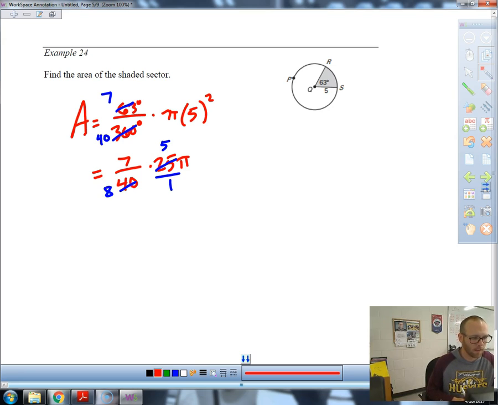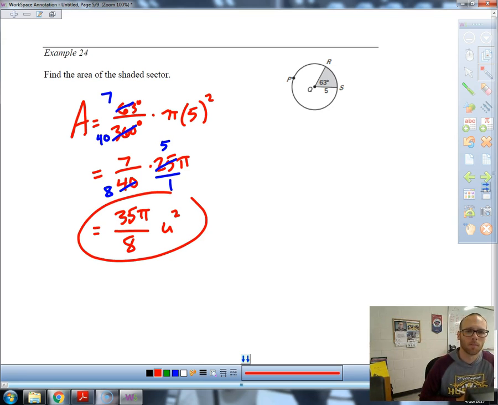So what do I have left in my numerator? 7 times 5 pi, 35 pi. My denominator is 8 times 1, which is 8. 35 pi over 8 is the area of our sector. The units weren't given, okay, so I'll just say this is square units. Very good. I like when things make sense. I like how this matches up so well with what we were just doing with arc length.